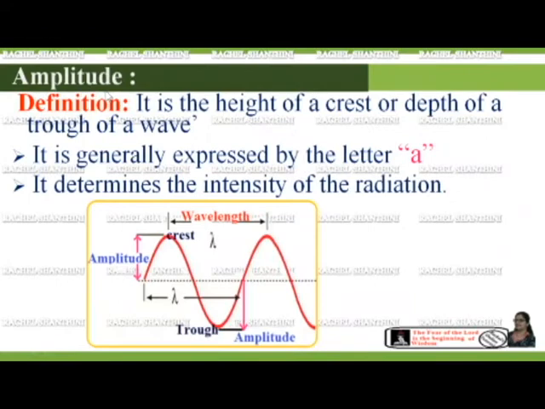The last parameter is amplitude. Amplitude is the height of a crest or depth of a trough of a wave. It is generally expressed by the letter A. It determines the intensity of radiation.